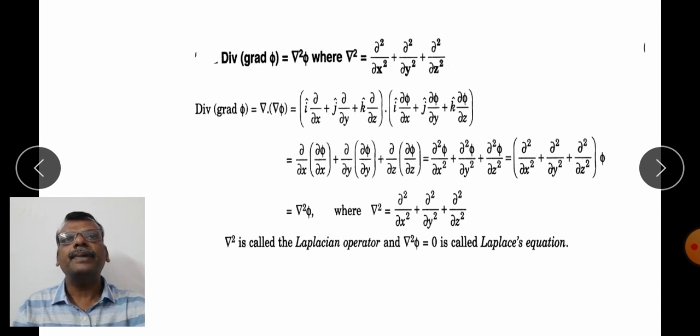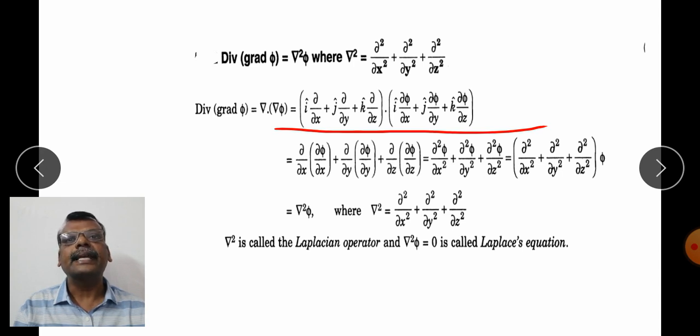Del dot of del phi: we have to write del is equal to i dou by dou x plus j dou by dou y plus k dou by dou z, dot of del phi, which is nothing but grad phi, equal to i dou phi by dou x plus j dou phi by dou y plus k dou phi by dou z. Now here dot product takes place.